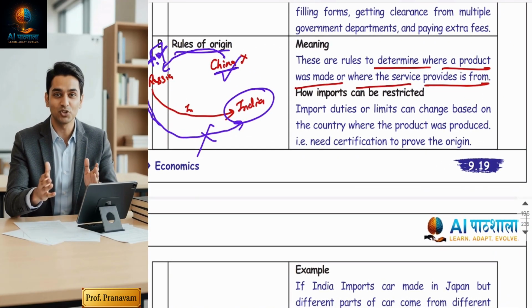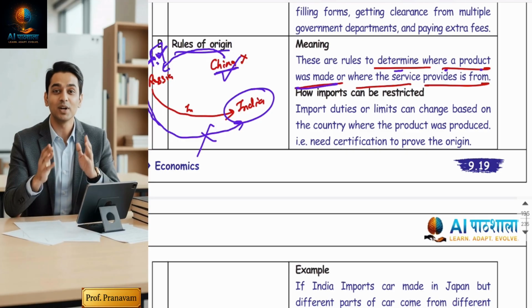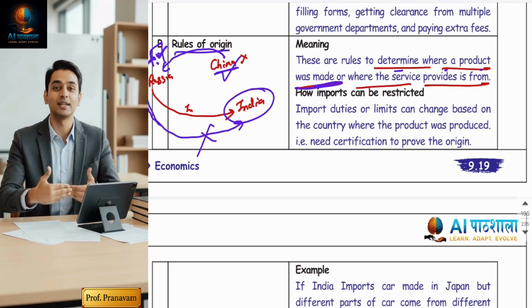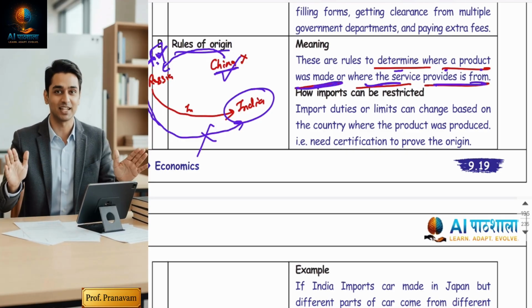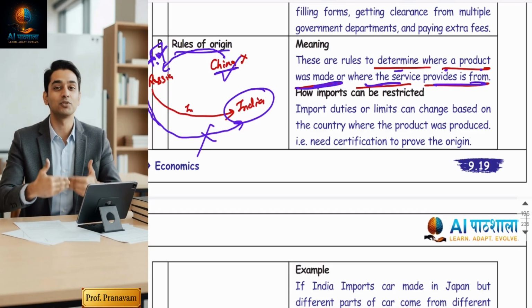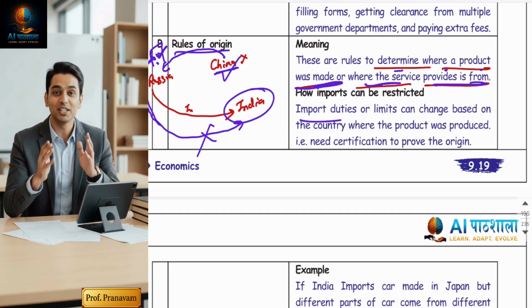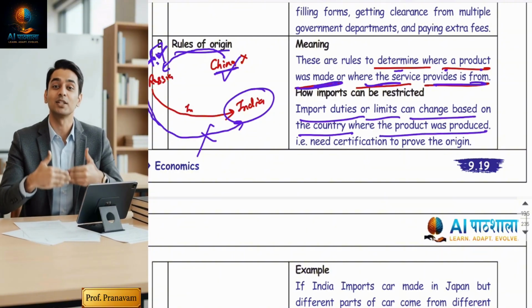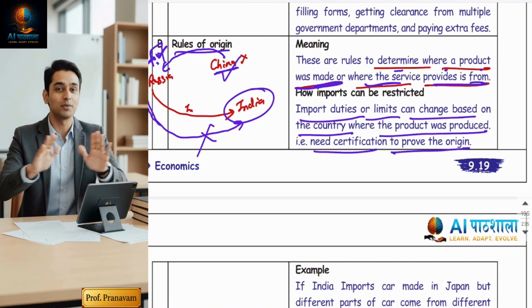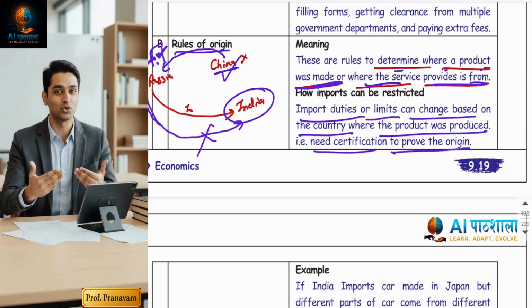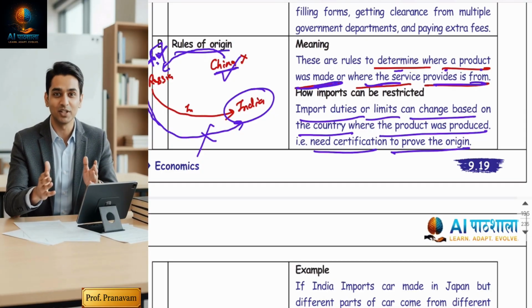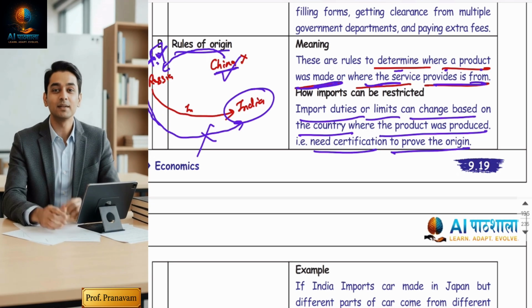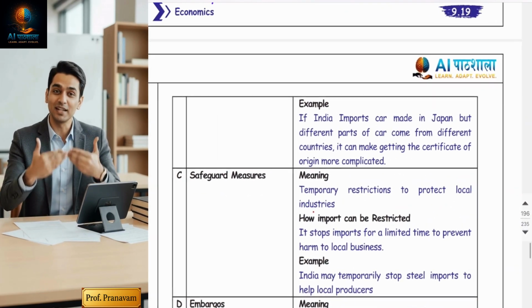Okay. So these are the rules that determine where the product was made. We want to know the origin of the product which we are importing, or the services provided. How can imports be restricted? Simple. Import duties or limits can be changed based on the country where the product was produced. It needs certification to prove the origin. This will increase the complexity and cost, because certifications are required, and only then will it be imported.